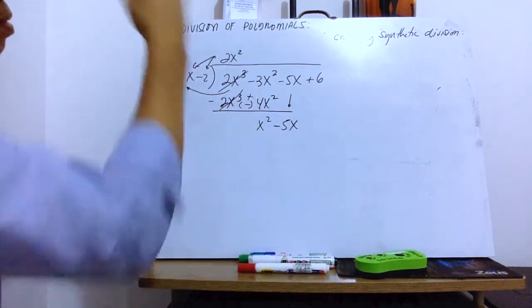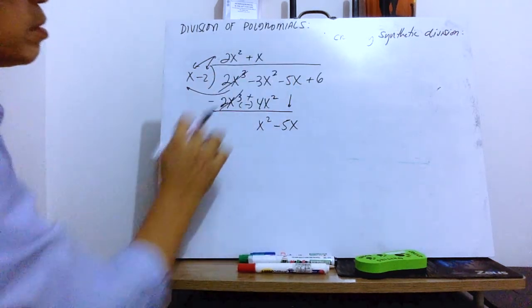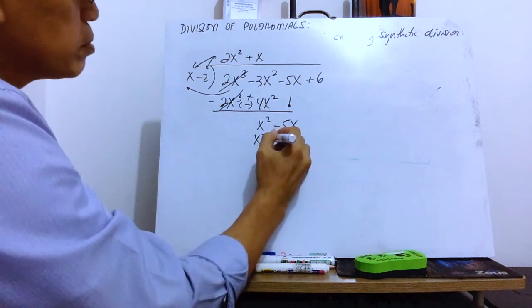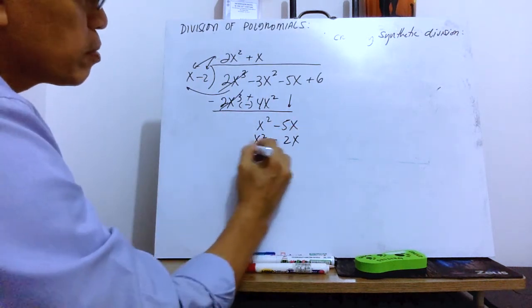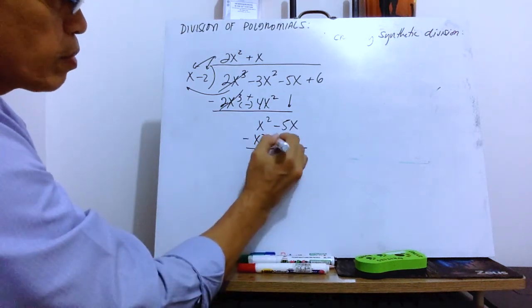Then divide again. X squared divided by x, that's x. X times x, x squared. X times negative 2, negative 2x. Change signs, make this minus, make this plus.